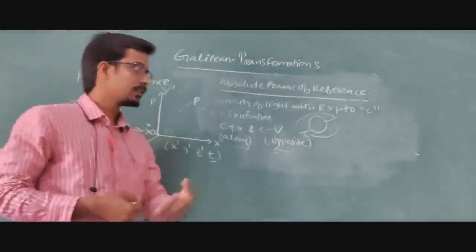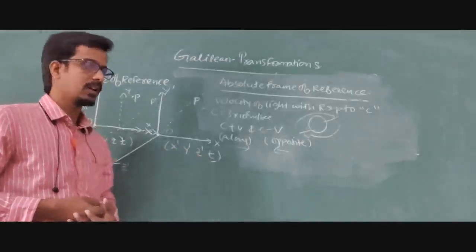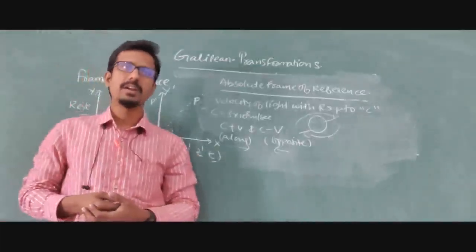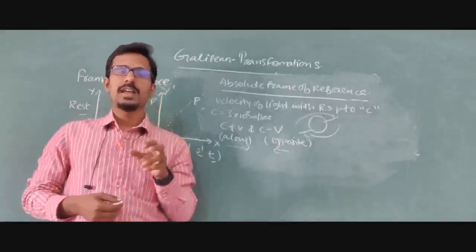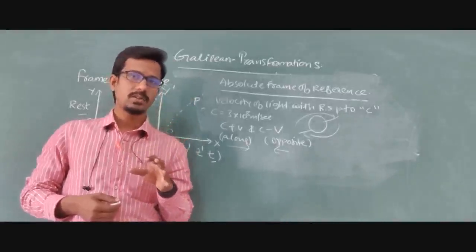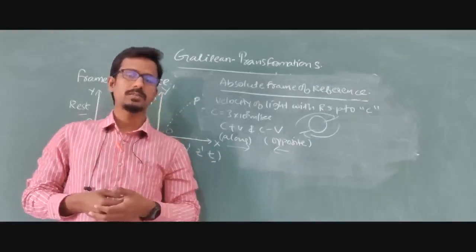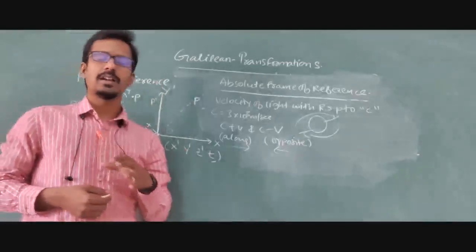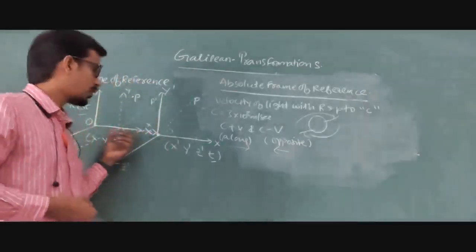So now let us briefly discuss the Galilean transformation, which we discussed in the last class. Galilean transformation is a concept which explains invariance. Only velocity is changing; length, mass, time and acceleration do not change. They remain constant. That is called invariance. Invariance means it does not change. Only the velocity of a particle or a body is changing.